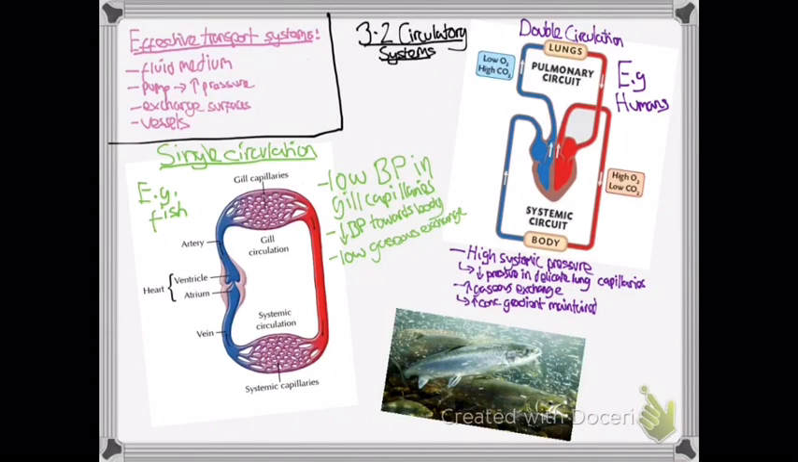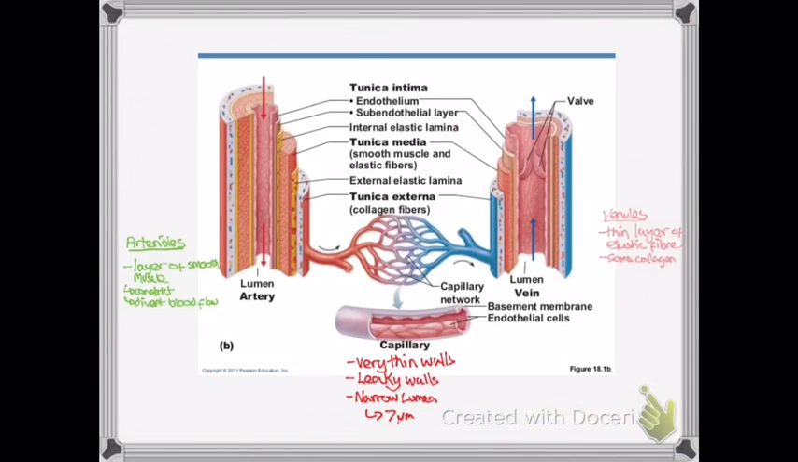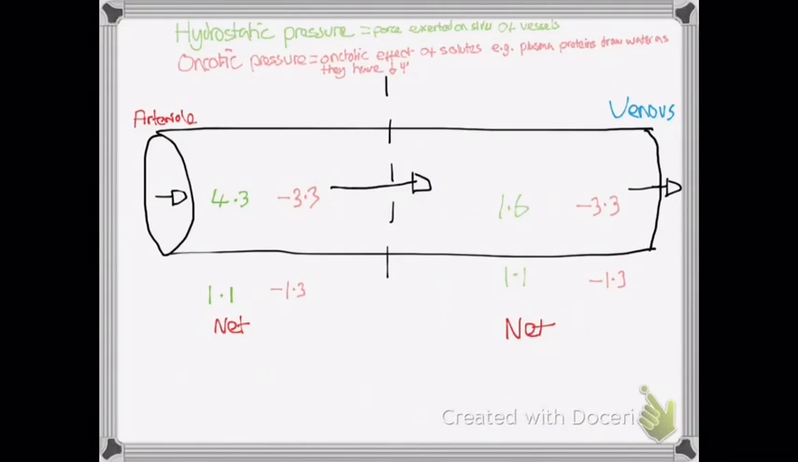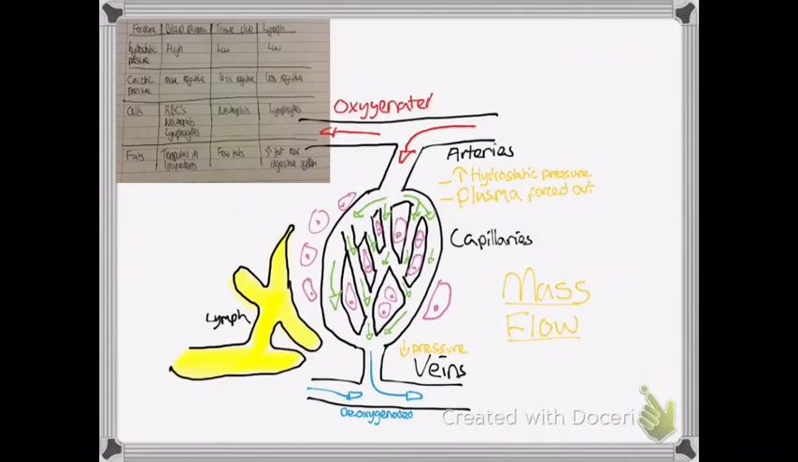Right, so this video is unit 3.2 on circulatory systems, comparing single circulation, double circulation, open, closed. We're going to be looking at the differences in the artery, vein and capillaries, and we're also going to look at the movement of blood and tissue fluid, and seeing how that works between the arterial and venous end.